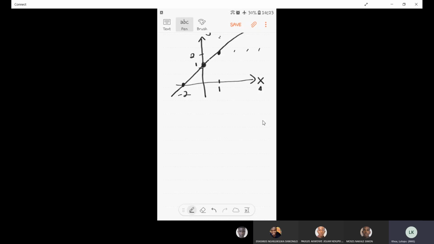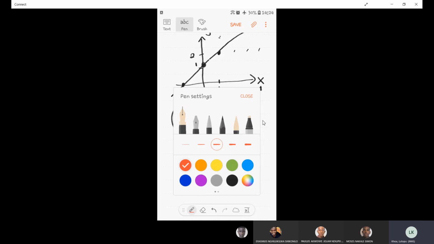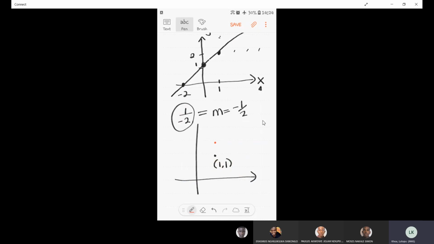So if, let's say, for example, I have a point 1 comma 1, and then I tell you that the gradient is negative a half. Negative a half, you can also look at it as 1 over negative 2. Those are the same. So if you first look at it that way, you can say I will move 1 unit up and then 2 units to the left. I will end up there. Then you take your ruler and you connect them.